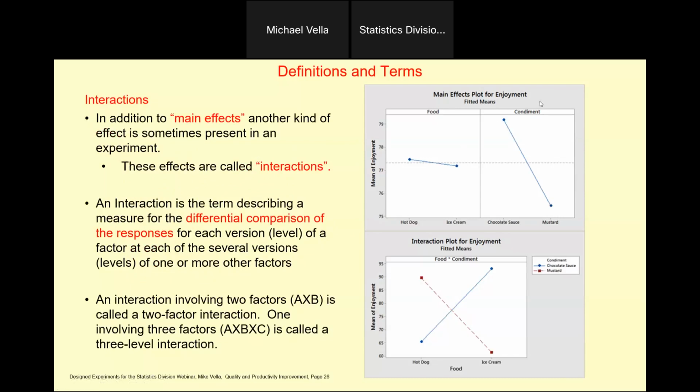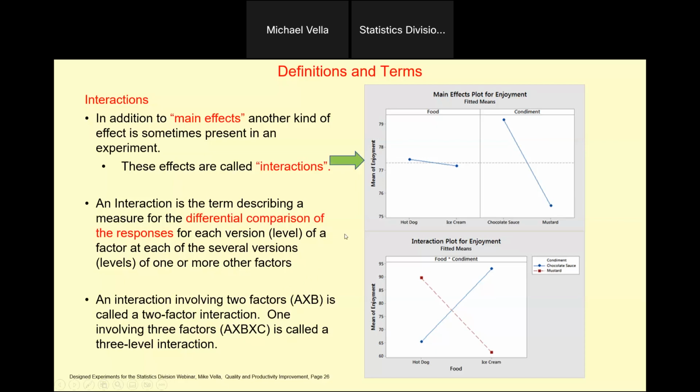So here's a term that gets a lot of people confused, and that is interactions. In addition to the main effects, another kind of effect is sometimes present in an experiment. This effect is called an interaction. An interaction is a term describing a measure for the differential comparison of the responses for each version of a factor at each of several versions of another factor. A two-level interaction is called an A-B interaction, for instance, and of course a three-level might be an A, B, and C. Let's take a look at the graph to the right.